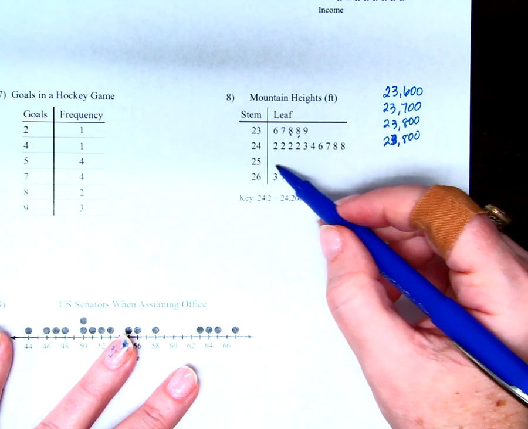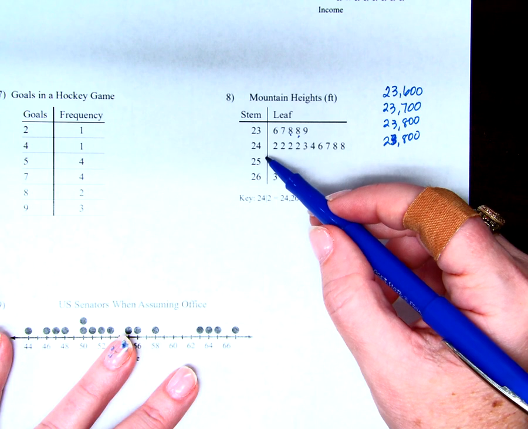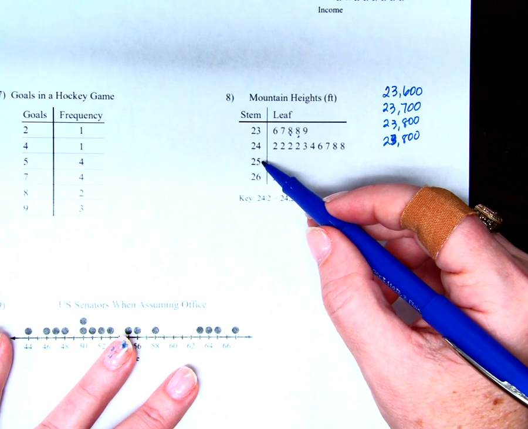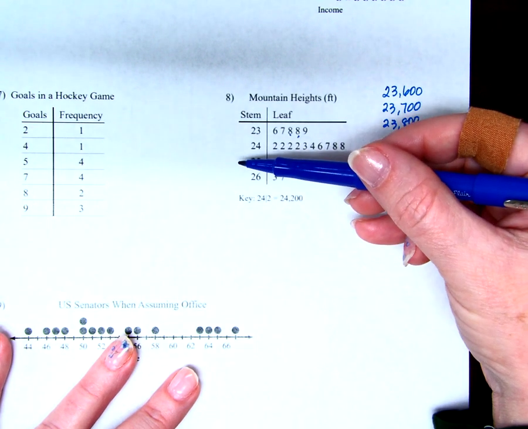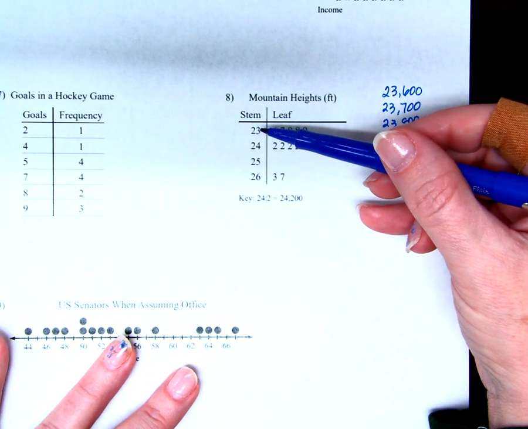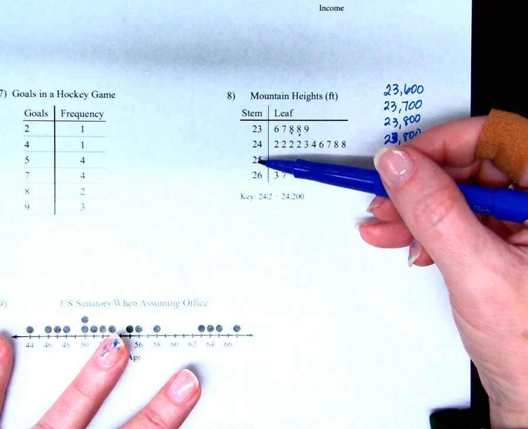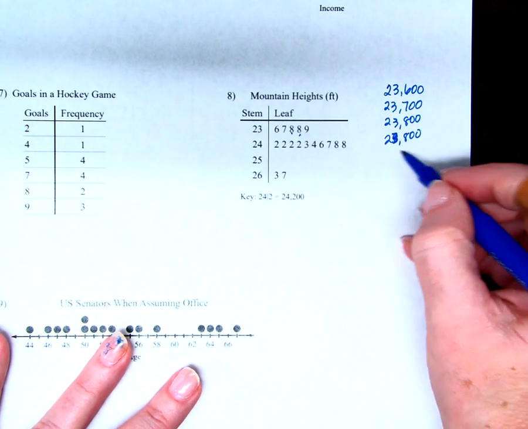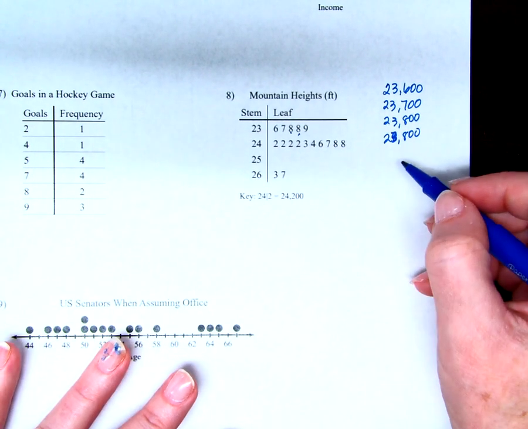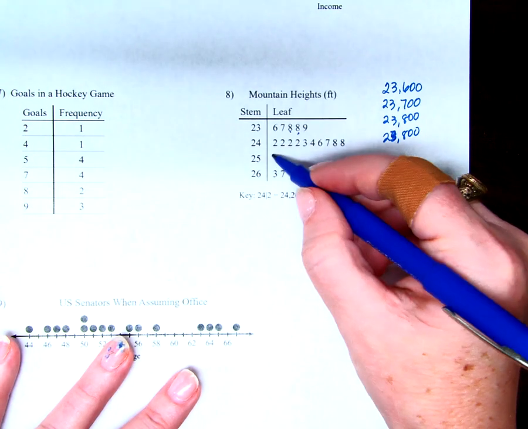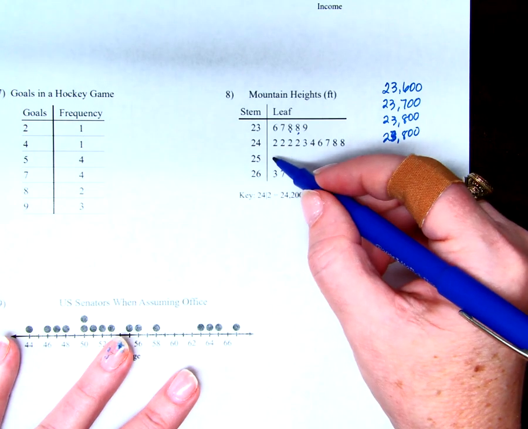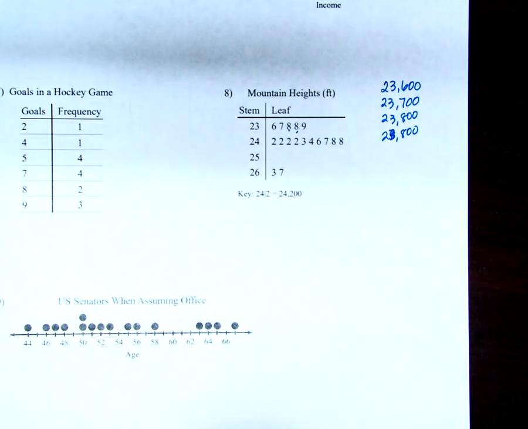Since there's no leaves for the stem, it doesn't exist. It's on the table though because it just goes in order 23, 24, 25, 26, but there's no number over here that's going to start with 25. Does that make sense? Okay, because I can't put a 0 in, because if I put in a 0, that adds data points that weren't there before. Is everybody okay with that?